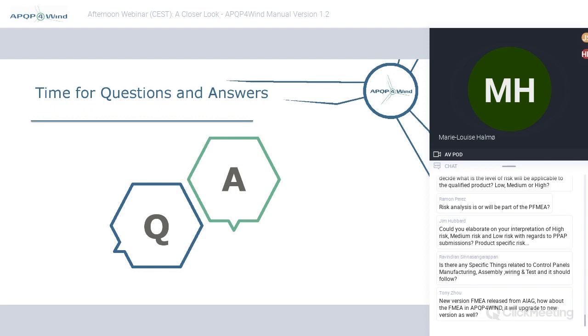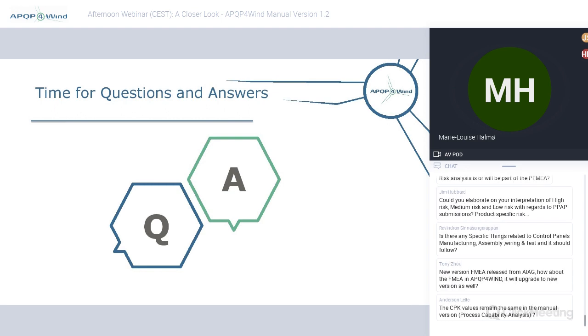We right now in APQP4Wind do not have this kind of template available, but it is on our list, making sure that we will have maybe in the future something like that as a kind of recommendation to use, like we did it, for example, for the FMEAs as well. Yeah, thank you, Henning.